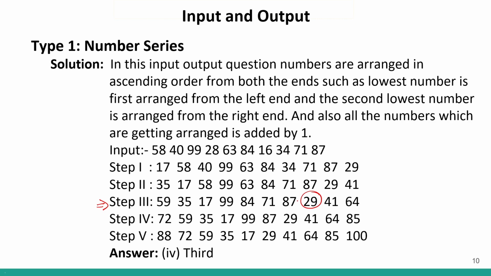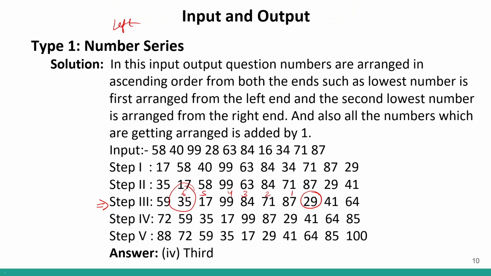Then we have to find 6 to the left. So, this is our left side, correct? This is our left side. 6 to the left will be 1, 2, 3, 4, 5, 6. So 6 to the left of 29 in step 3 is 35.